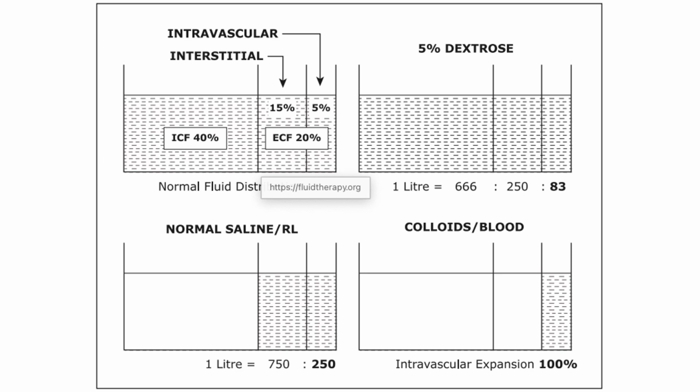Now, if what we give is colloids and blood products, they remain in the intravascular compartment only. So if we give 1 liter of fluid, it will increase intravascular expansion by 1 liter, 100%.